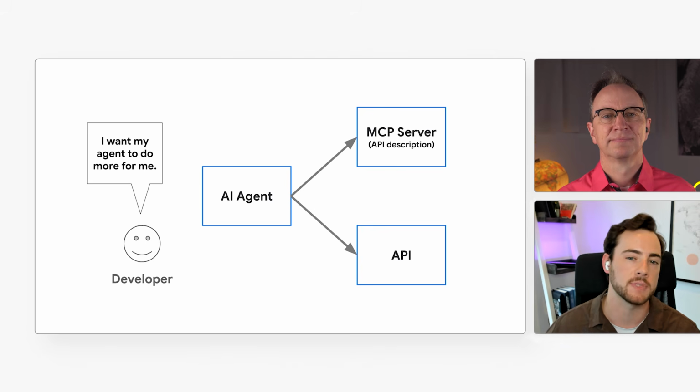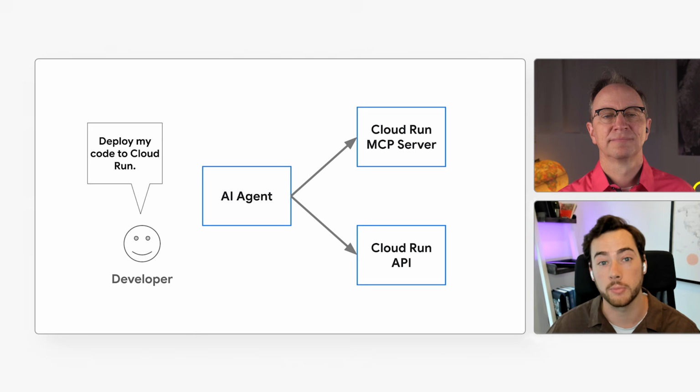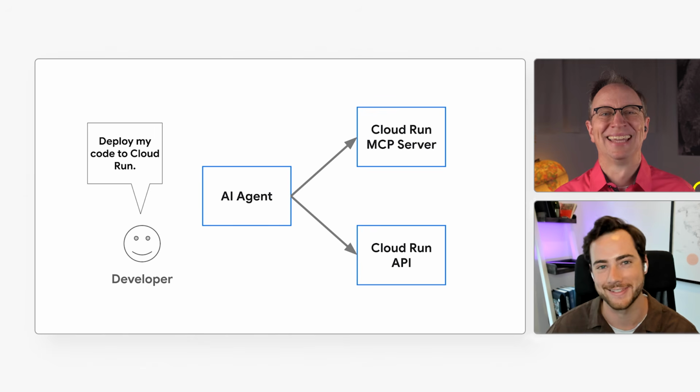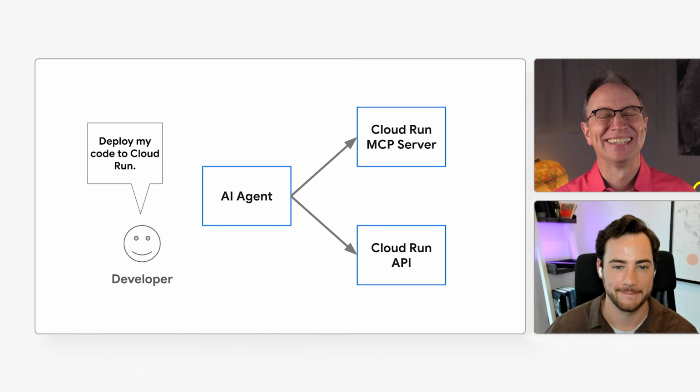For example, an MCP server for Cloud Run. A developer can ask in plain English to deploy a Cloud Run service, instead of having to know all those pesky gcloud commands. Those pesky gcloud commands. Yes, I feel you. And where would you deploy this MCP server?